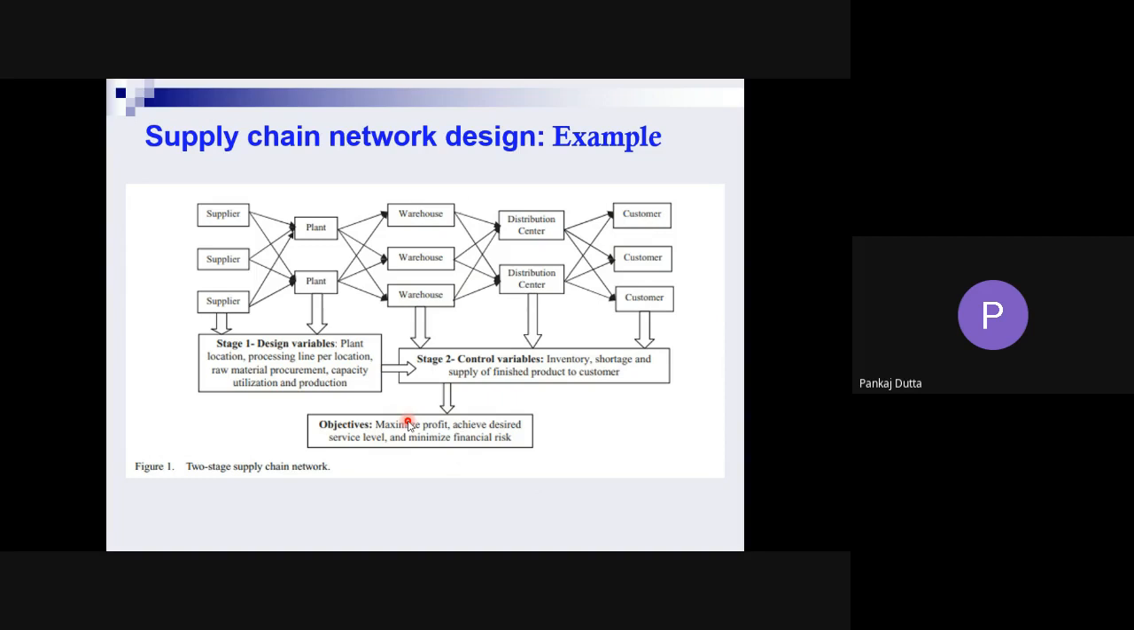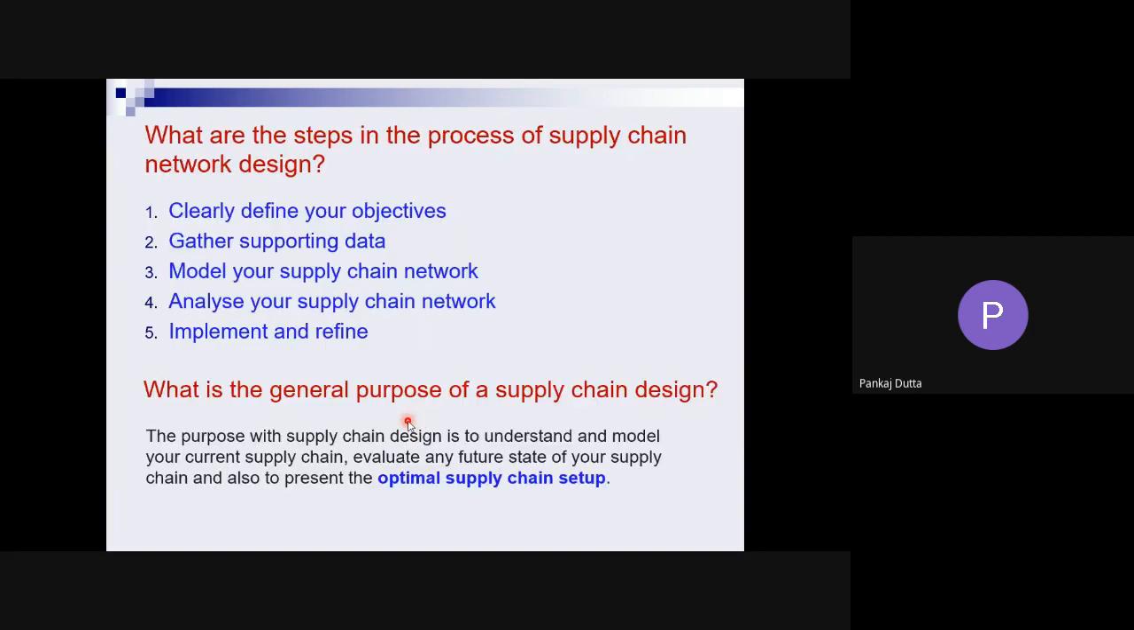So keeping that background, what do we need to do in a supply chain network design process? First, clearly define your objective.